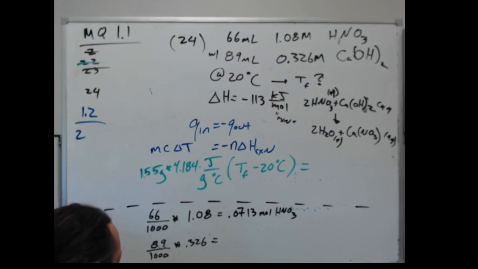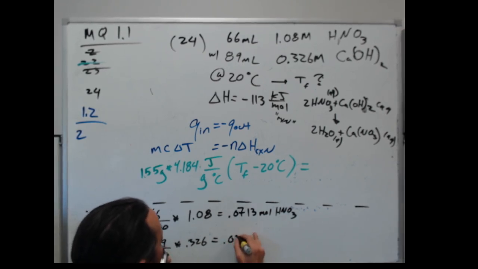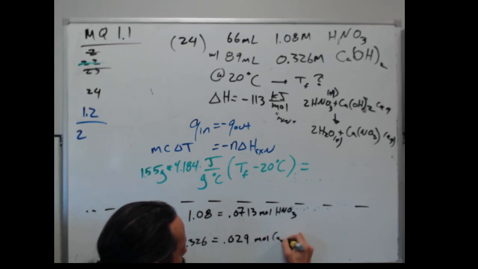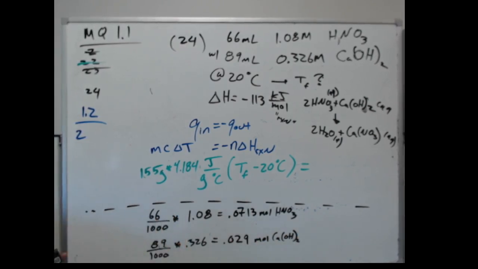I just divided again. 89 divided by 1,000 times 0.326. I can already tell which one is limiting. Wait, can I? No, I did it wrong in my head. But I can still already tell which one is limiting.